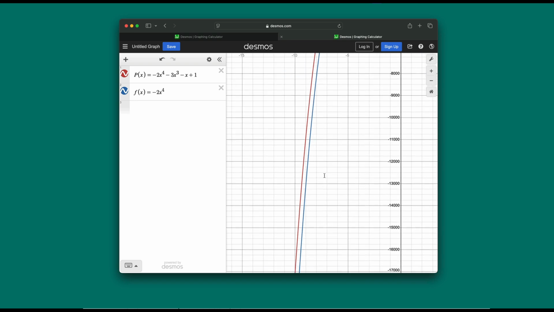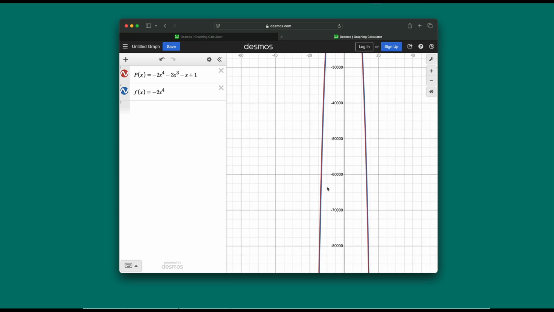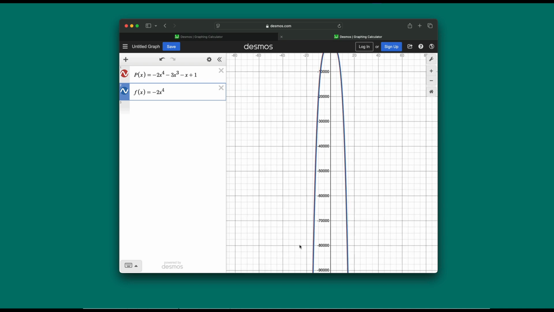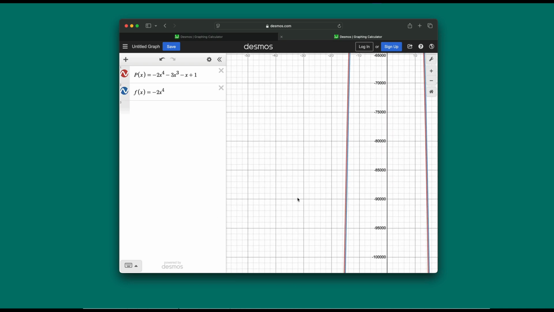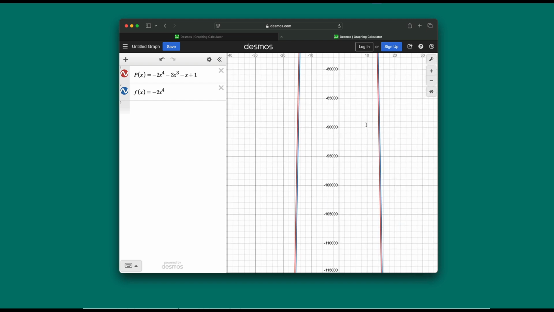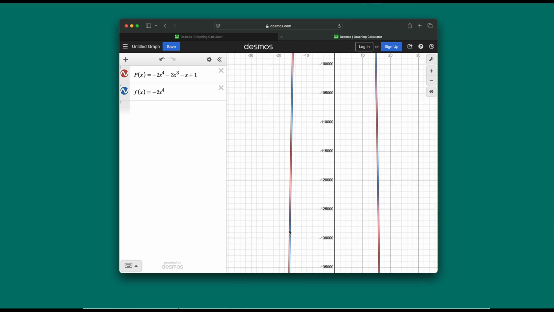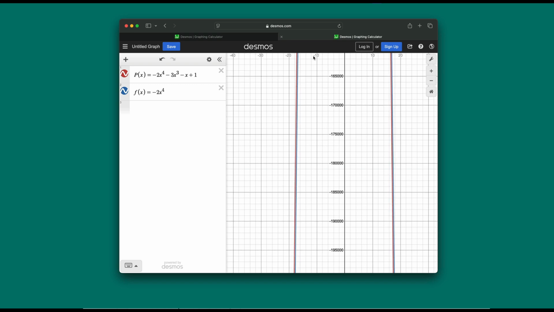But you can see that as I zoom out, they get closer and closer to each other. It's kind of hard to zoom in and drag at the same time, but I encourage you to explore that. You can see they're getting closer and closer as x goes to positive infinity or negative infinity. The two graphs start appearing the same. Okay, so that's the end behavior for polynomial functions. Let's return to the notes.